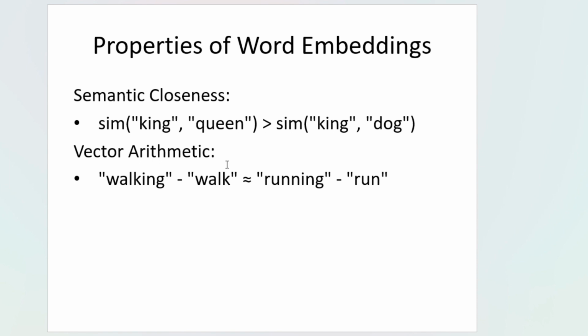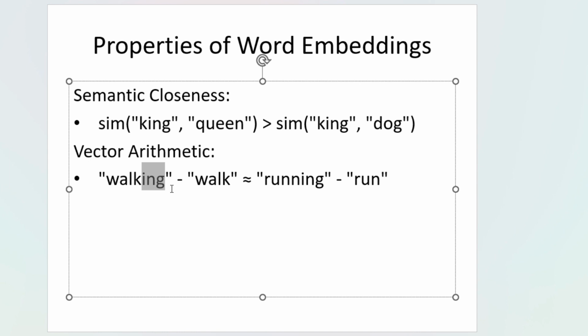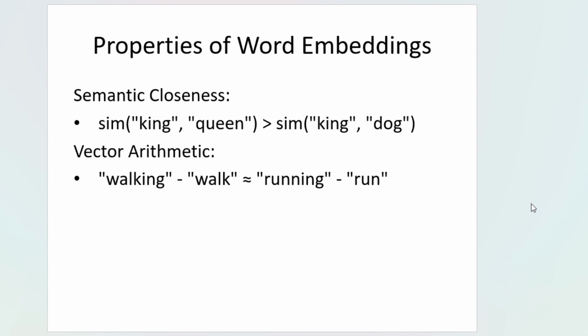Then vector arithmetic. You can perform vector arithmetic. Coming to walking minus walk: if we remove walk from walking, what will remain? Ing. Similarly, if you remove run from running, what am I left with? Ing. So I can do vector arithmetic with words in word embeddings.